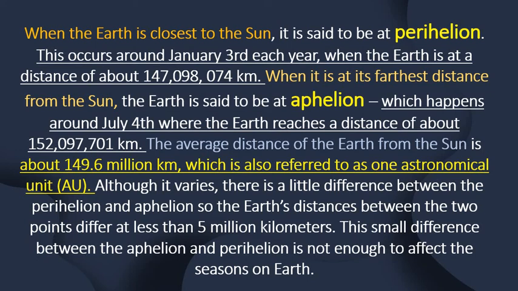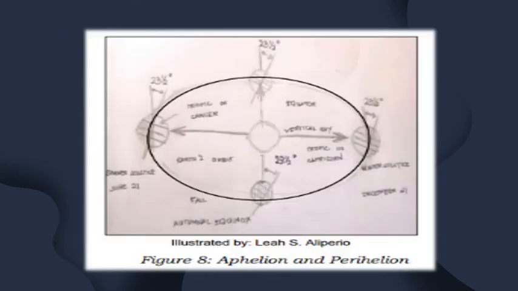Although it varies, there is only a little difference between the perihelion and aphelion, so the Earth's distance between the two points differs by less than 5 million kilometers. This small difference between the aphelion and perihelion is not enough to affect the seasons on Earth. So this is the illustration of aphelion and perihelion.